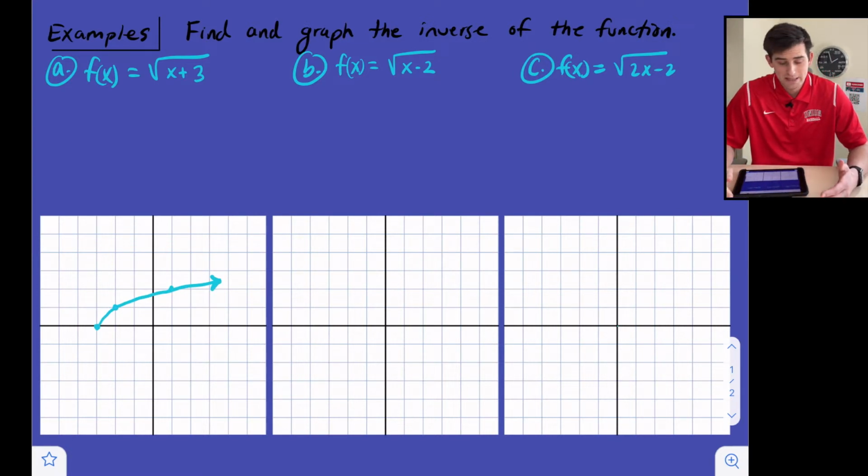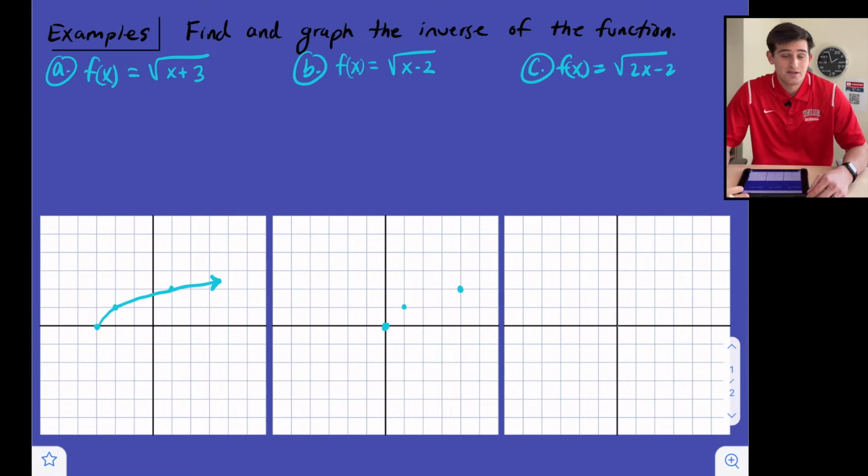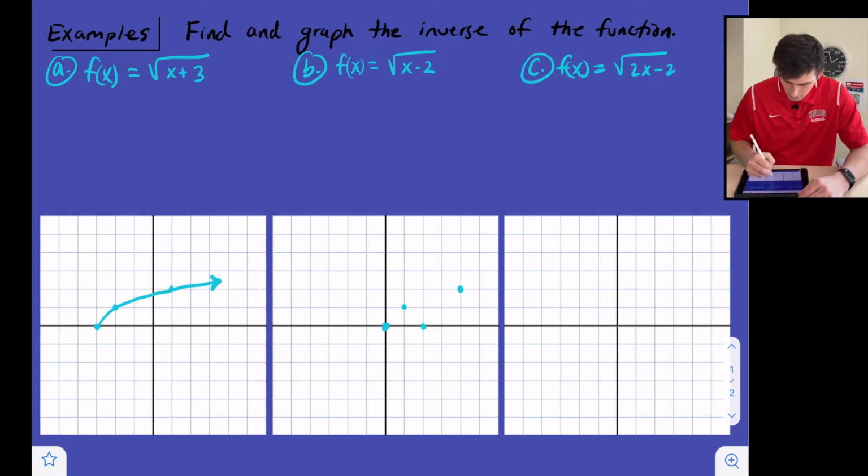All right, so now let's look at B. f of x equals the square root of x minus 2. So once again, we start with our parent function, and now this minus 2 says let's move these 3 points right 2. So 1, 2, 1, 2, and 1, 2. Okay, so now let's take away these 3 original points, and now we graph our function.